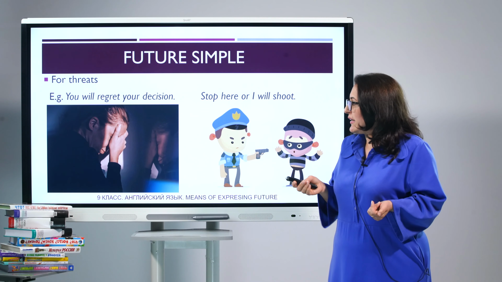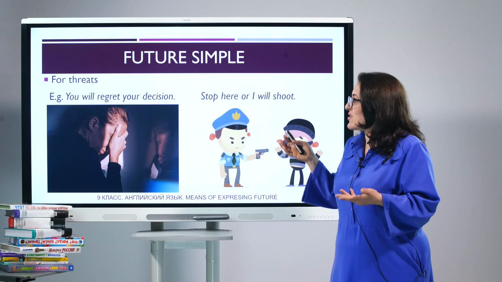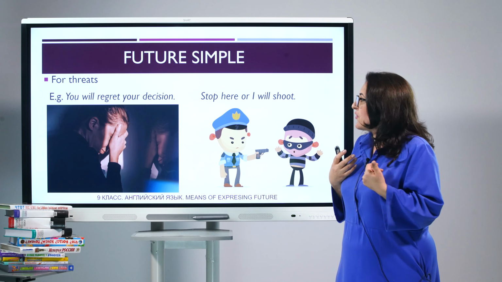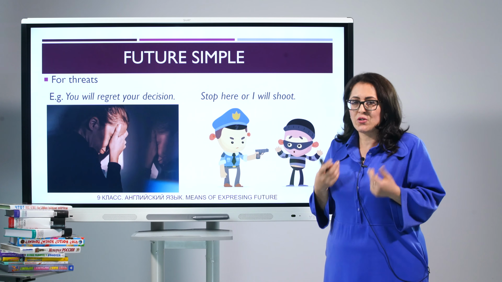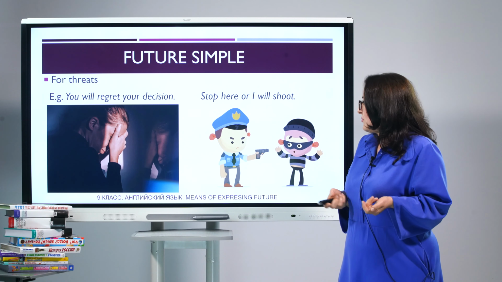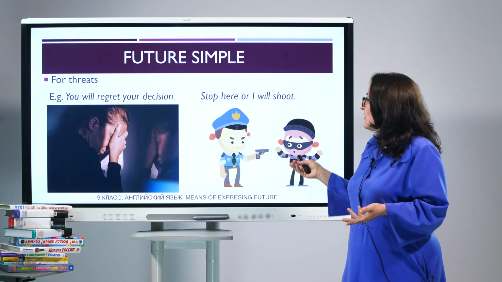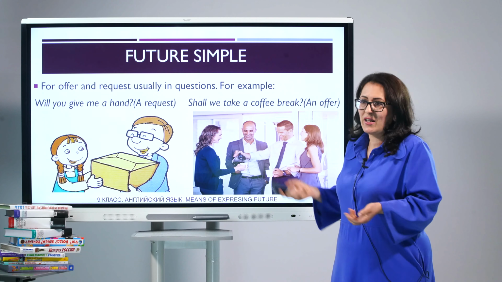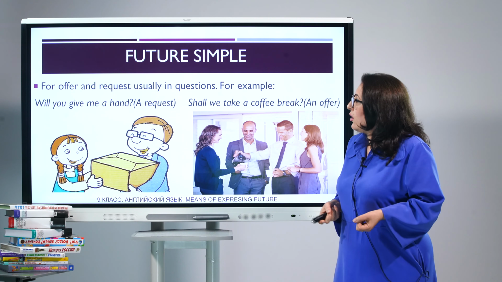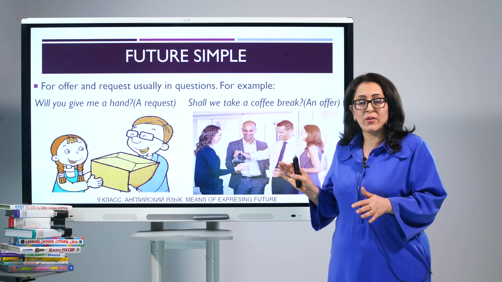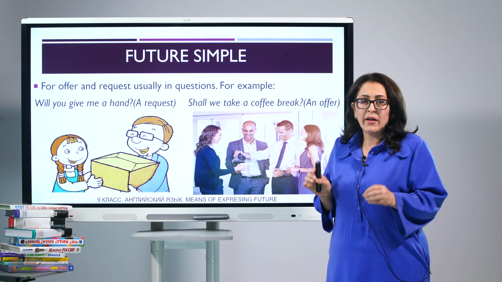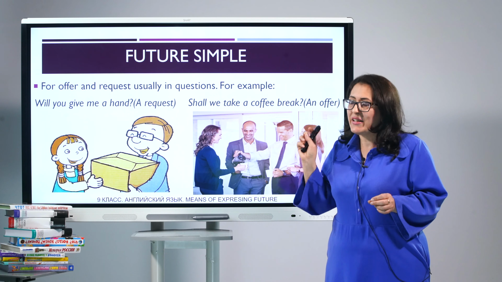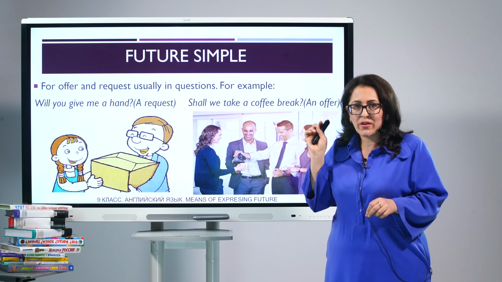Now this girl is depressed, she is stressed out, and she tells herself that she will regret her decision. This cartoon is very funny, okay, and it shows, "Stop here or I will shoot you," the policeman and the man. Now, future simple, and it's very important, I would like to point out, very often expresses offer and request, usually in questions. In questions, it's very important.